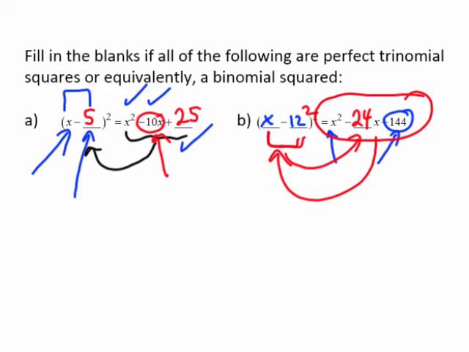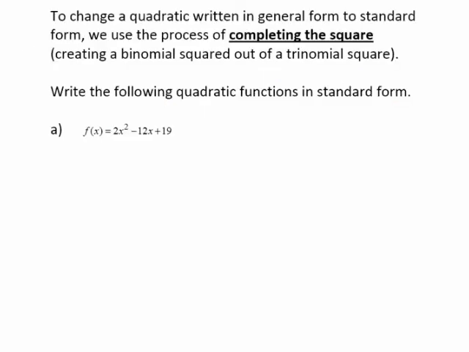Alright, now this pattern is the basis of what we're going to use in terms of writing a parabola given in general form into standard form. And this process is what we call completing the square. We have to create a binomial squared. Alright, so we'll go through a couple of examples here.